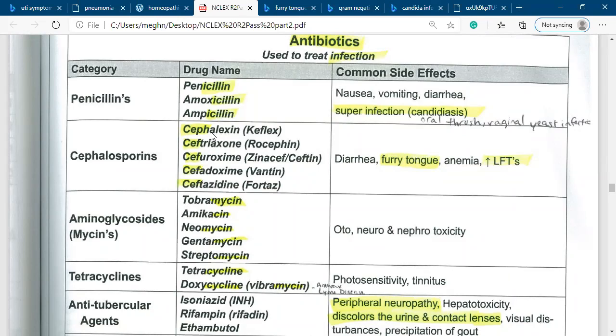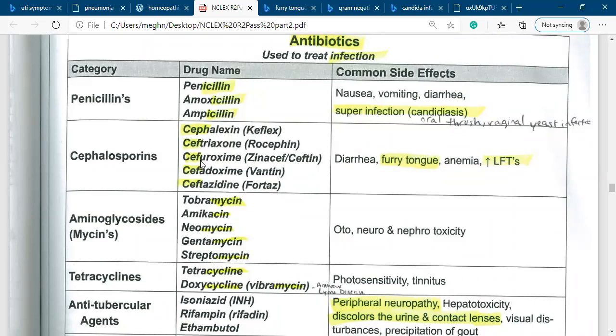What are the drug names we use for the cephalosporin? The most common drugs we use as a cephalosporin are cefazolin, or cephalexin, or ceftriaxone. Usually we use 1 gram injectable form ceftriaxone in case of any very bad gram-negative bacterial infection.